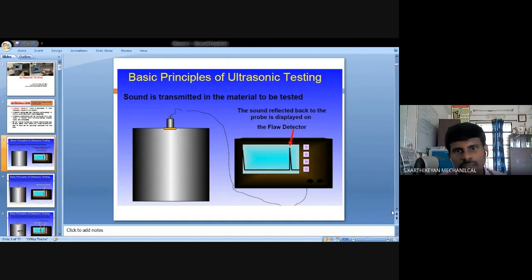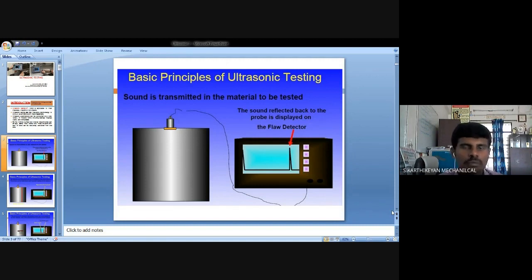This is the basic principle of the ultrasonic testing setup. In this, the left side indicates the workpiece sample. On top of the workpiece, we fix the probe. We move the probe along the workpiece with a measured length. Before we examine the workpiece, we have to decide where to fix the probe and measure, giving equal importance to equal lengths. The sound reflected back to the probe is displayed on the flaw detector, which is shown here, right?